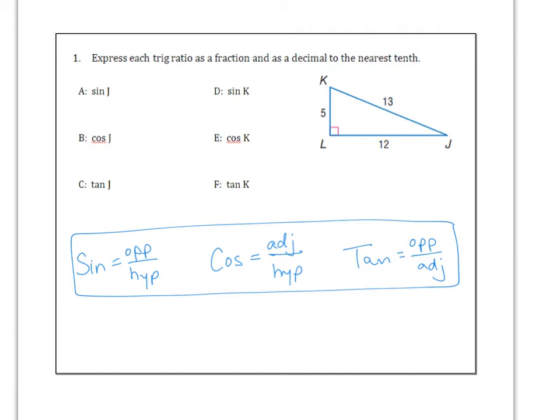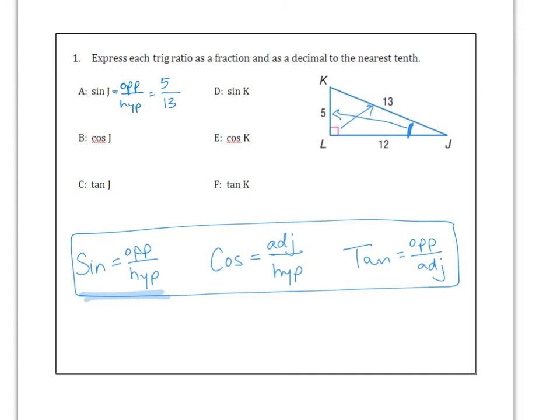Part A, we want to find the sine of J. So we go to angle J right here, and we have to think about sine. Now remember, sine is opposite over hypotenuse. So what's opposite of J? I'm going to write that up here. This is going to be opposite over hypotenuse. What's opposite of J? 5. What's the hypotenuse? 13. So 5/13 is the fraction.